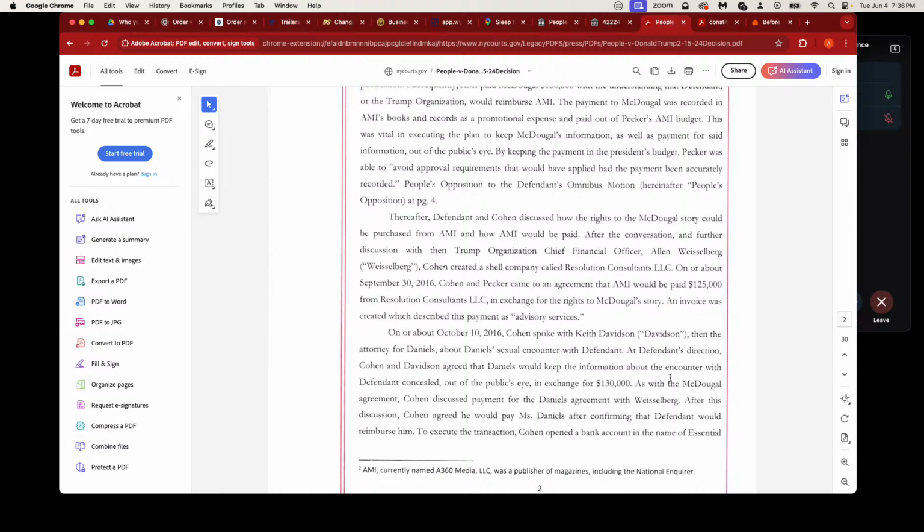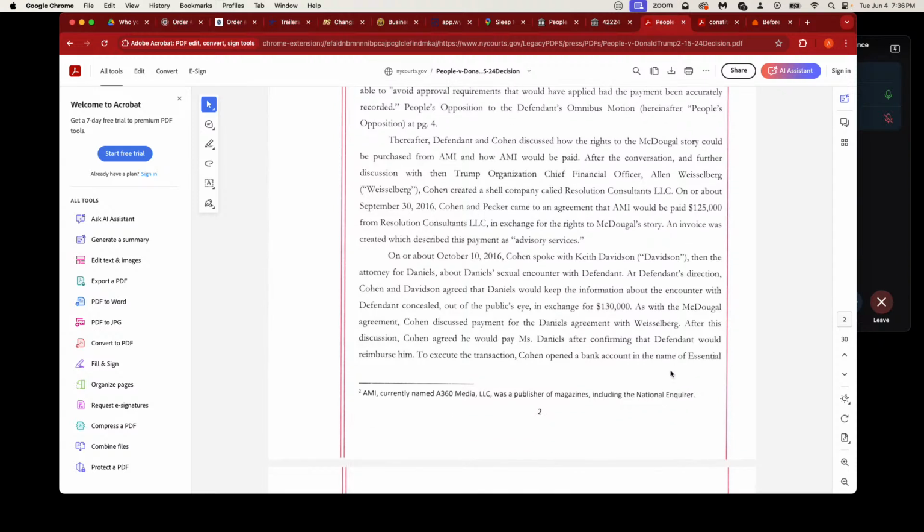On or about September 30th, 2016, Cohen and Pecker came to the agreement that AMI would be paid $125,000 from Resolution Consultants LLC in exchange for the rights to McDougal's story. An invoice was created which described the payment as advisory services. Yeah, this is getting a little murky here, bro.